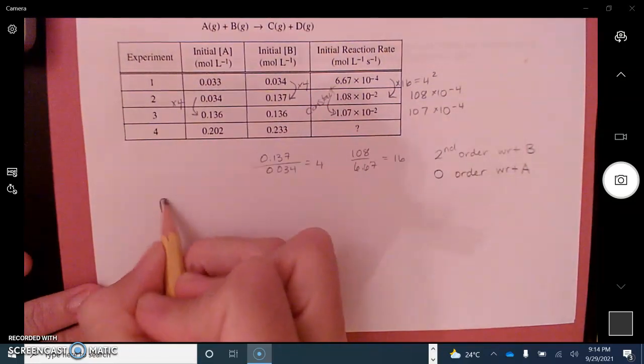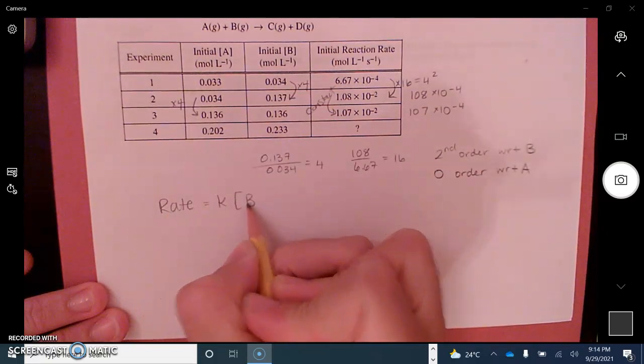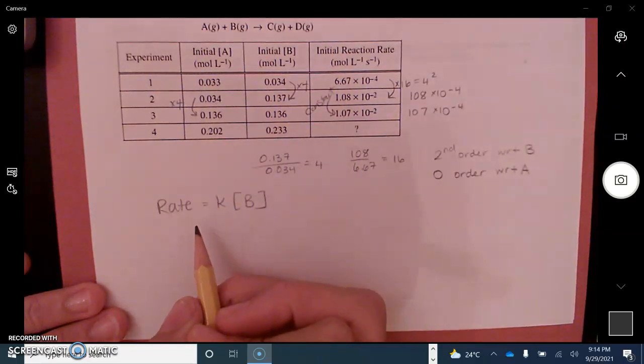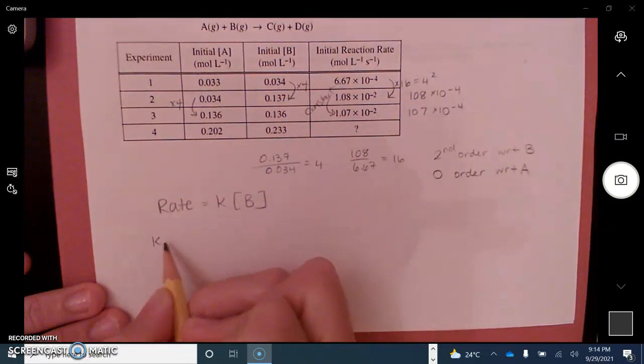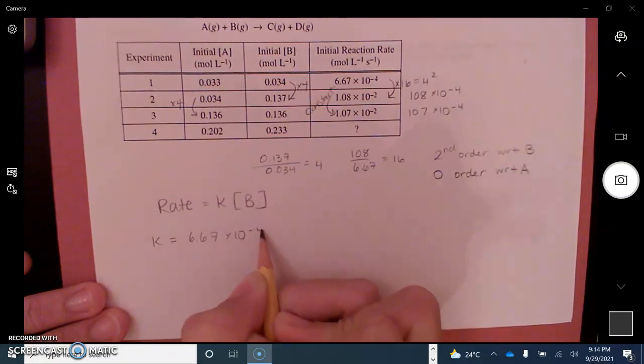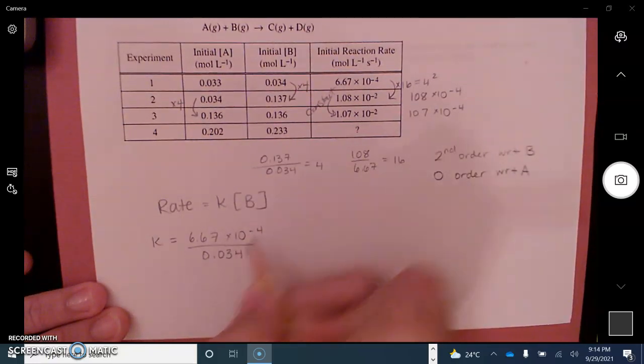So we can write our rate law. Rate equals k times the concentration of B. No A needed at all because it's 0 order. And solve for k. I'm just going to use trial 1 again. Rate divided by B. Oh, second order, sorry.